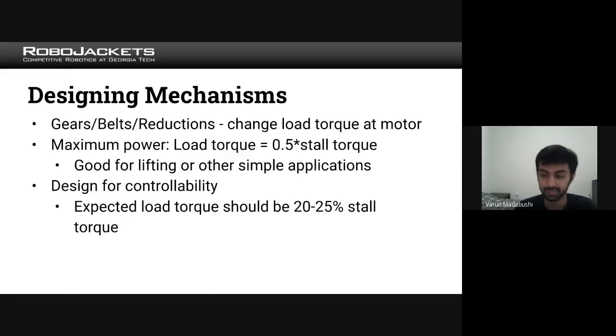However, this is kind of a rule of thumb: if you want to design so that your motor can move a heavy object precisely, you actually need a bit more torque than if you just want to make it go fast. So my recommendation is that your load torque should be no more than 20 to 25% of the stall torque. And this is something important if you're designing a robot arm, for example.